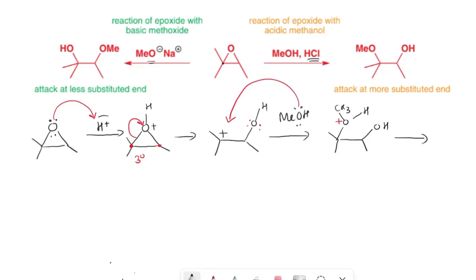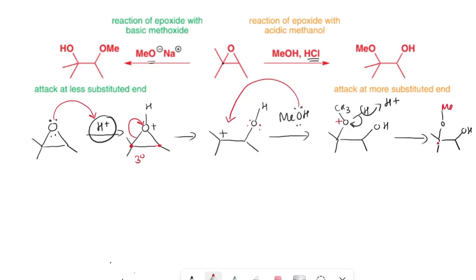Now we have to regenerate the catalyst. So how do we regenerate? This hydrogen will leave as a proton by giving away the electrons to oxygen. We are going to get an ether, and look at its structure. This is exactly what is written over here.